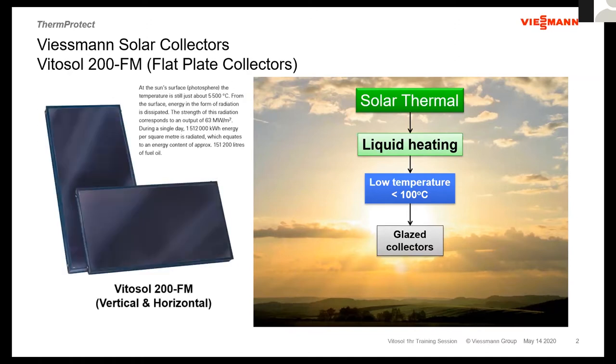These are the collectors you see on the left-hand side. Viessmann offers these Vitosol 200-FM collectors in two configurations. You've got the horizontal, the long flat collector you see there, where the piping connections are on the ends. And then, of course, you have the vertical collectors, the tall ones standing up behind it, and the connections are on the left and right-hand side of those collectors. So there are two different orientations, and we're going to go through a little bit of that at the end, as to why we do that and how it fits your application.